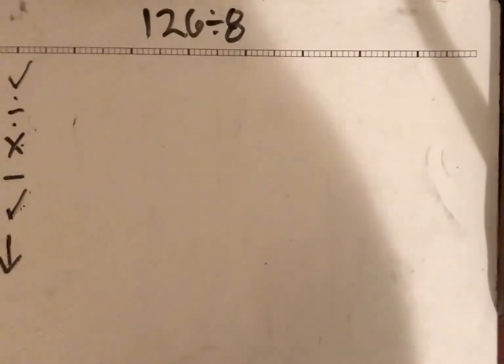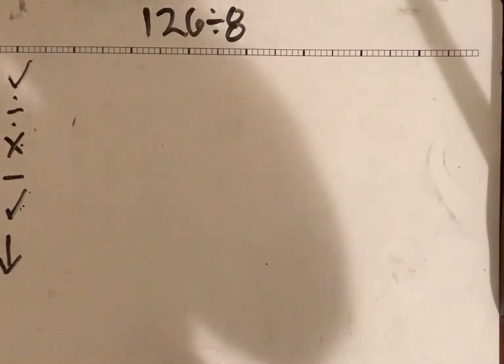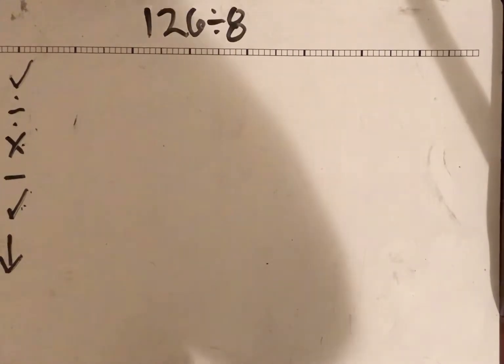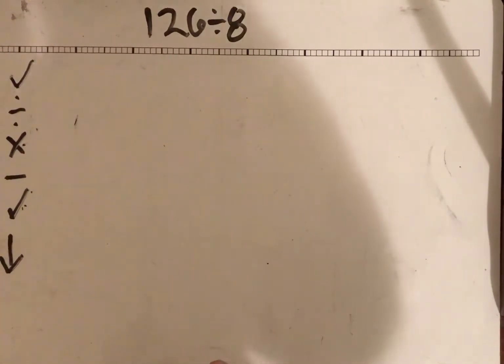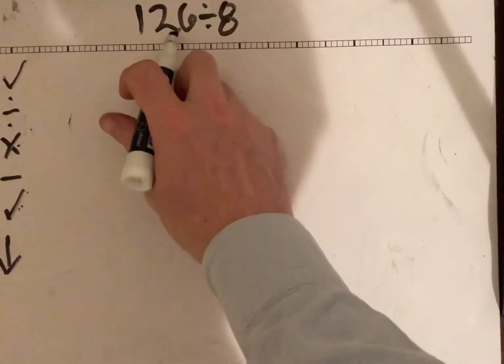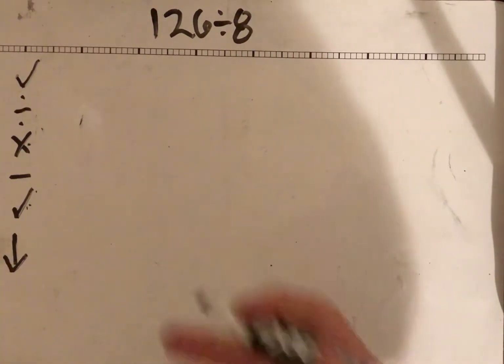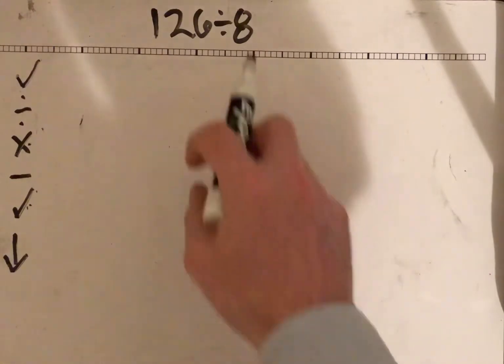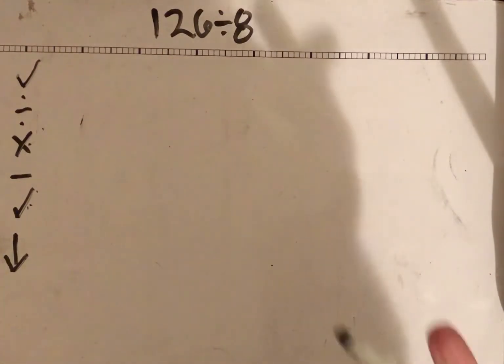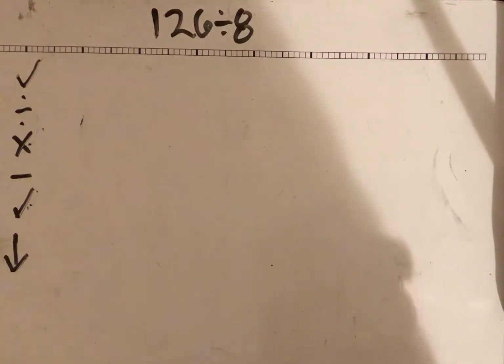Up until this point, all of the division we've done has had clean ending points, but we're going to shake that up a little bit this time. We're going to look at 126 divided by 8. Now this could be, you've got 126 pages to read, and you need to be done in 8 days. How many pages do you need to read every single night?